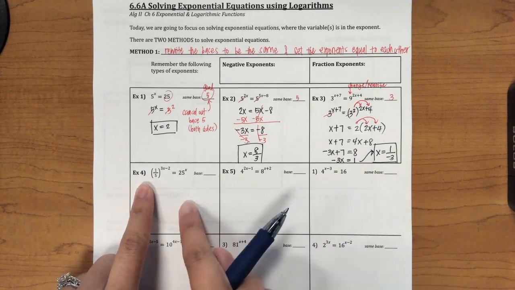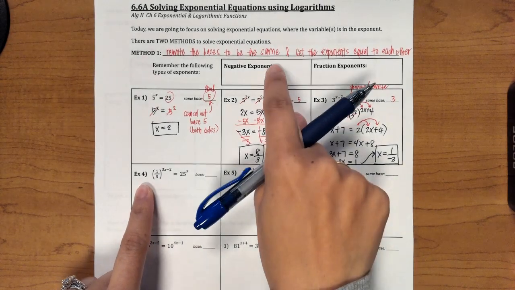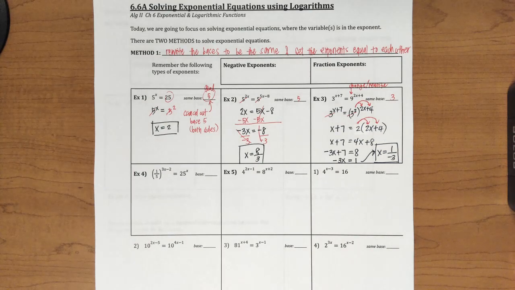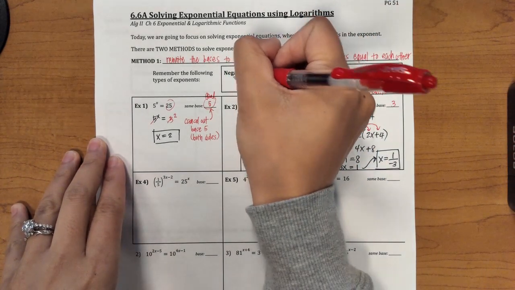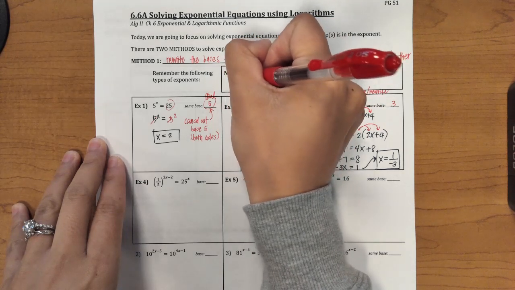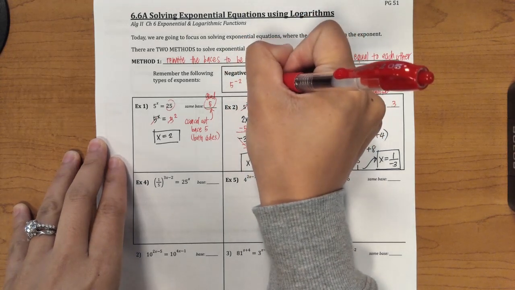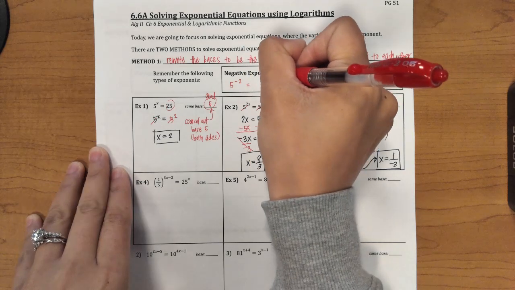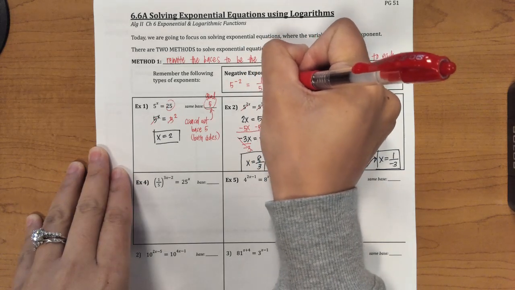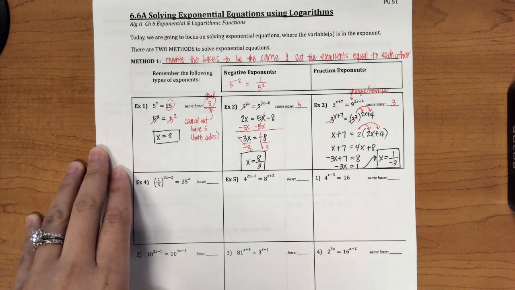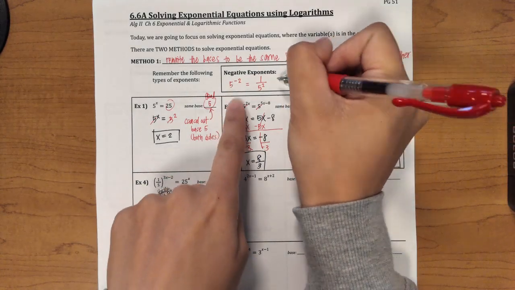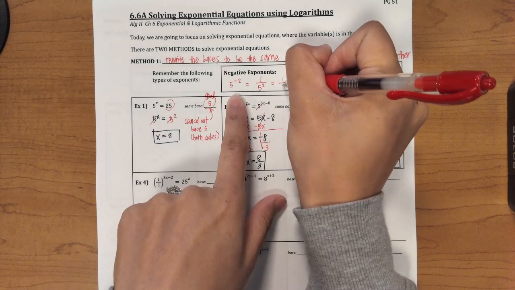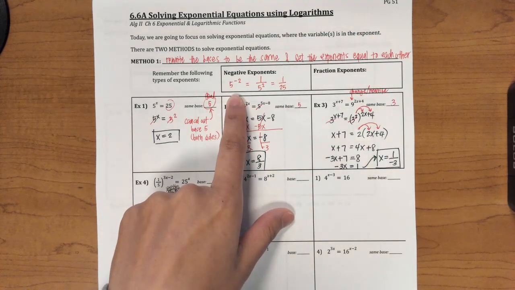Before we do the second row, example 4 and 5, let's talk about negative and fraction exponents. We'll do a quick reminder. Remember that if you have, say, 5 to the negative 2, another way of writing it is 1 over 5 squared. And so 5 squared looks like 25, but this becomes 1 over 25 because there's a negative.